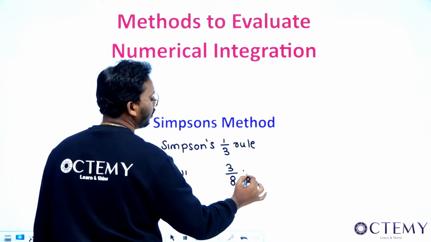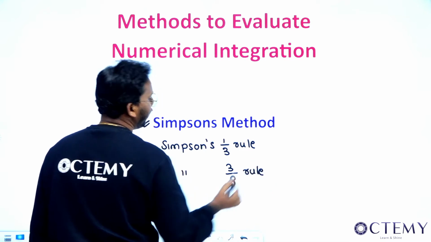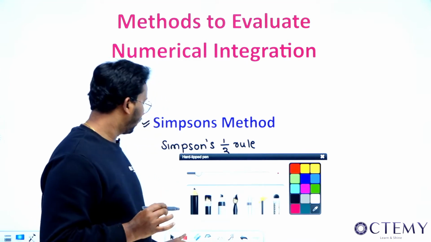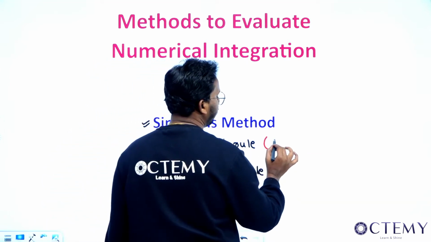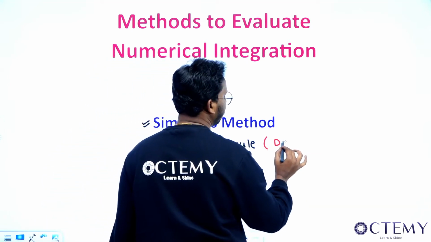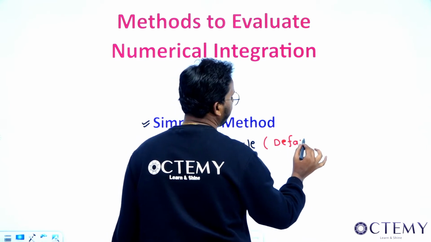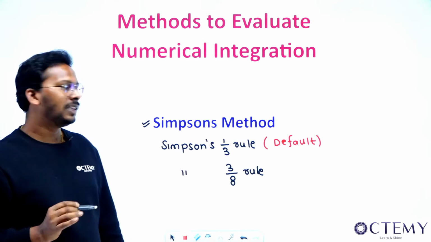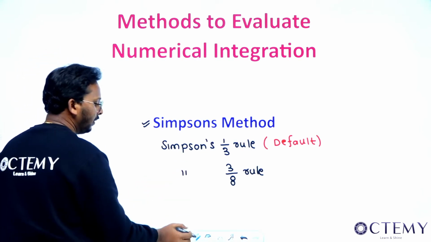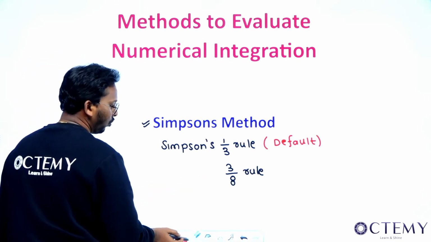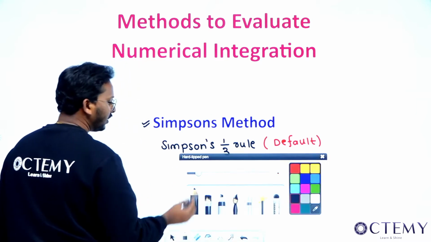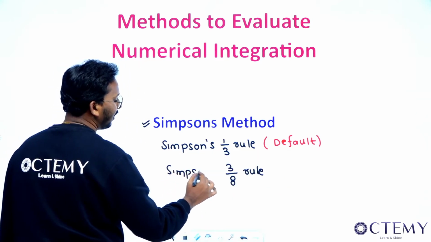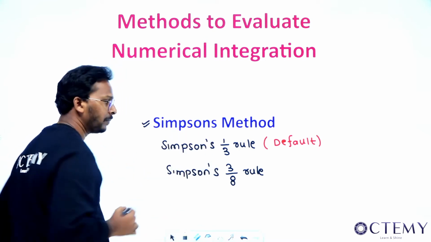And one thing you have to remember from here is, by default, if he is simply using Simpson in the question, that means he is asking you to apply the 1/3 rule. So by default, you have to apply the 1/3 rule, right? If he explicitly asks to apply the 3/8 rule, then only you have to apply Simpson's 3/8 rule, right? So let us try to understand what the formulas are, how those formulas come, and what will be the error for that, right?